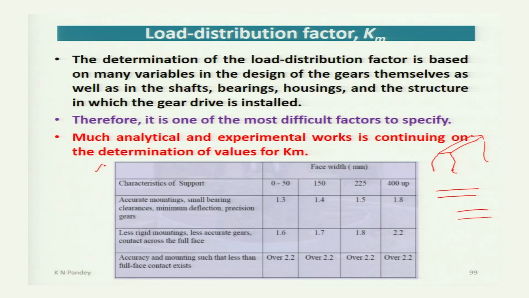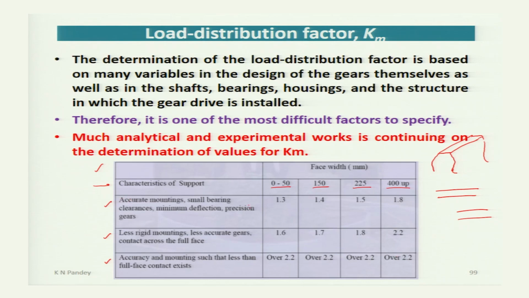Now, this table gives us some values of this Km for different support conditions and others. Like the first row says characteristic of support. So what type of support is it? There are 3 conditions, and the face width. If face width is 0 to 50, then these are the values. If it is 150, then this one, 225, then this, 400 and up to this one.